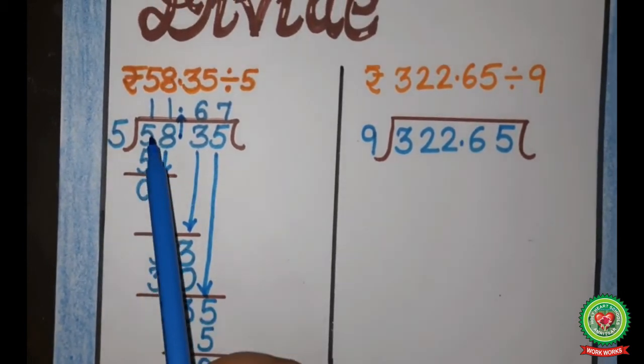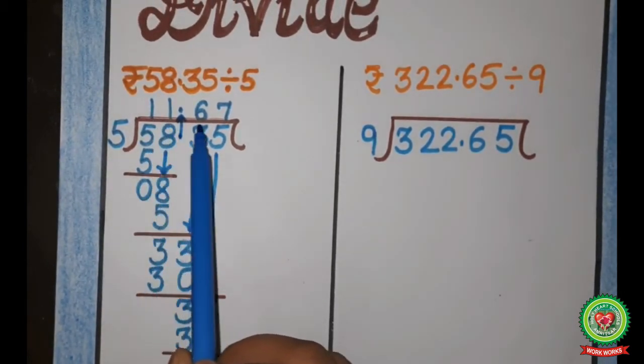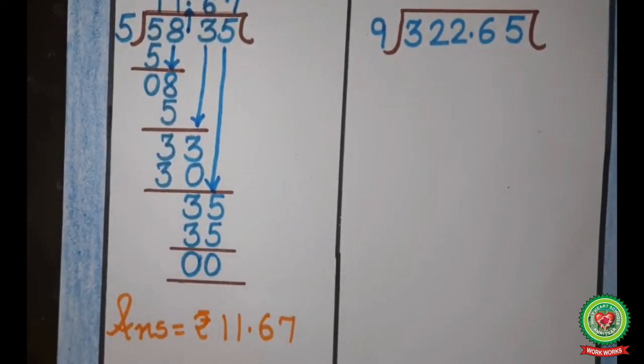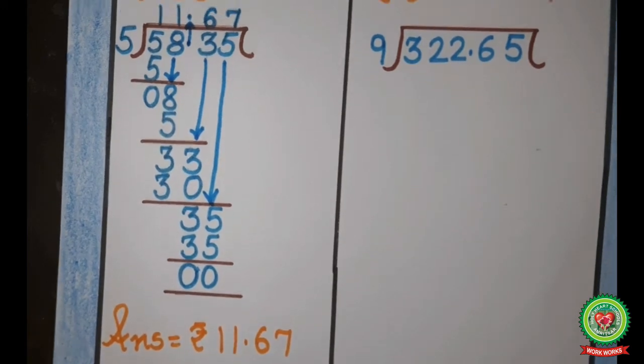So the answer is 11 rupees 67 paise. So at the end we will write down the answer. Answer is 11 rupees and 67 paise. Now let's do one more example.